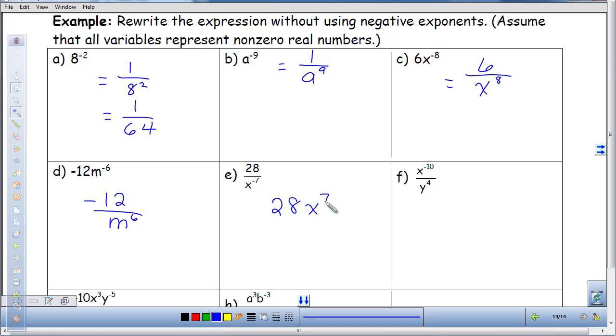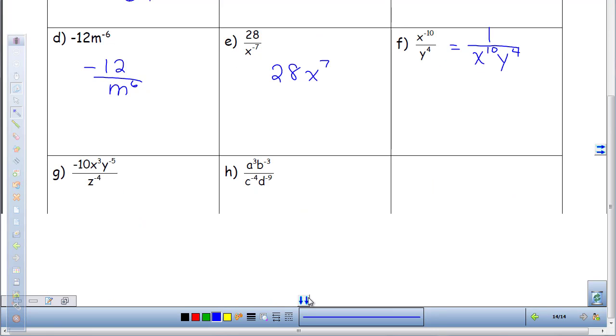Okay. What about F? Okay, 1 up top. Very good. Okay. Y to the 4th is fine. I don't need to bother him. The only thing I needed to move was the x to the negative 10 factor. So we moved just him. All right, just because I move one doesn't mean I have to move them both. We're only moving the factors that have the negative exponents. Okay. All right. You ready to tackle G and H on your own?